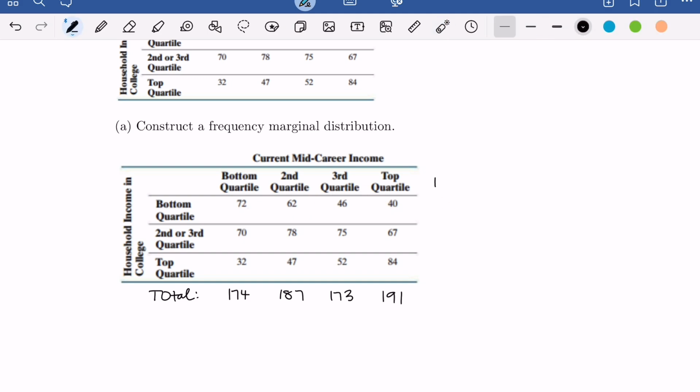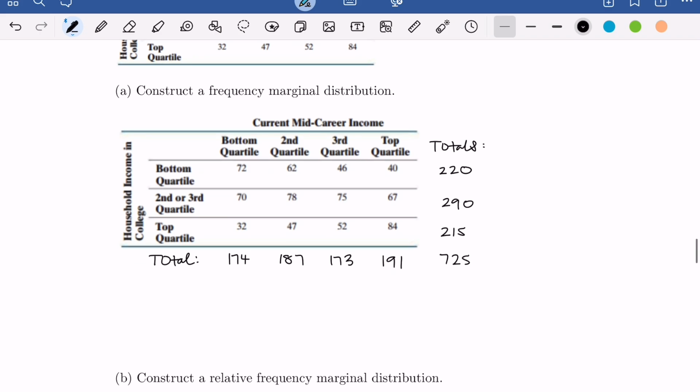Now we want to do the same thing for each row here. So we'll say these are the totals. We're going to add these guys together. This will give us 220. For the second row, we'll have 290. And for the last, adding these guys together gives us 215. And then the sum of all of these rows and all of these columns here is the total amount of people surveyed, the 725. Now, this will be our frequency marginal distribution.